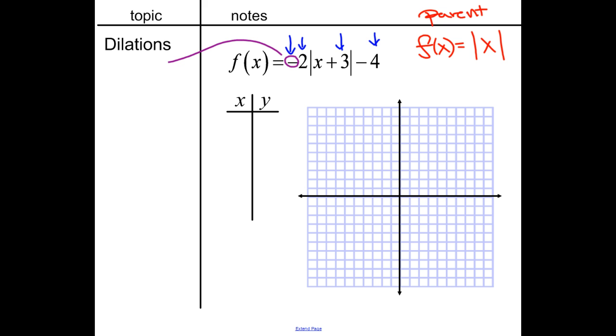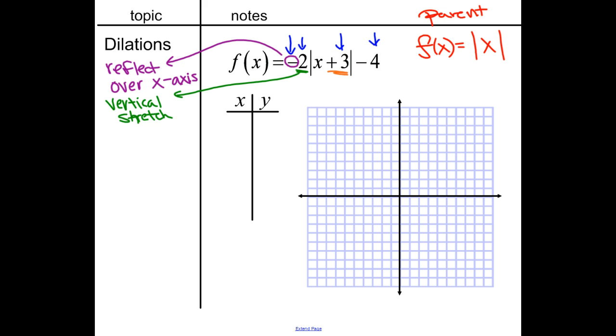First thing I notice is that negative. That means we're going to reflect over the x-axis. Negative on the outside of that absolute value. Next thing I notice is that 2, and that's on the outside again, so that's going to be a vertical. And because it's greater than 1, it's going to be a stretch.